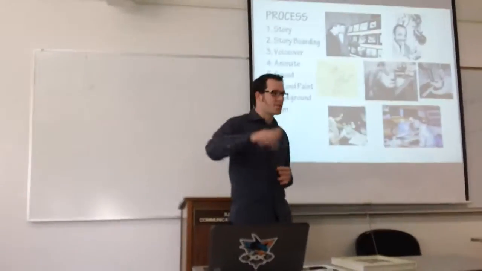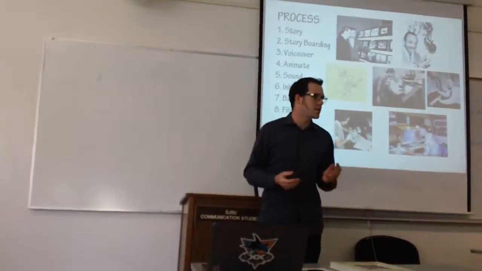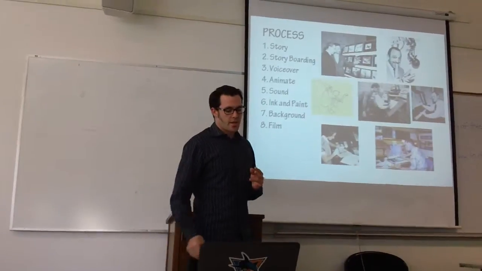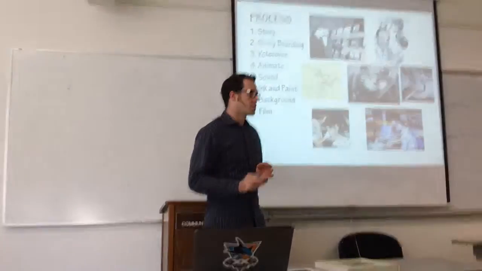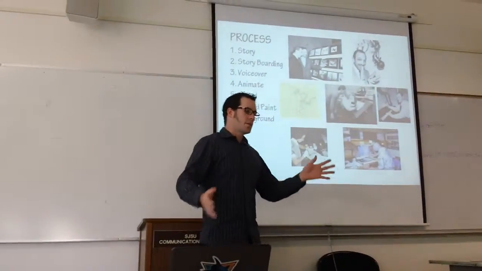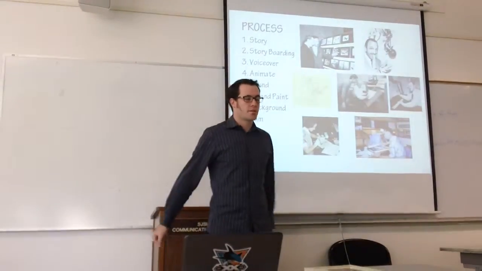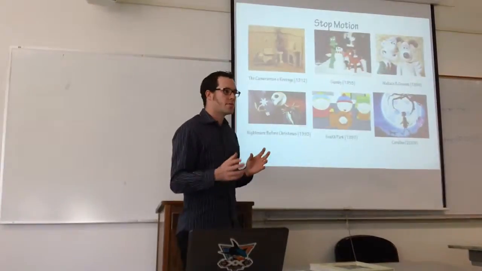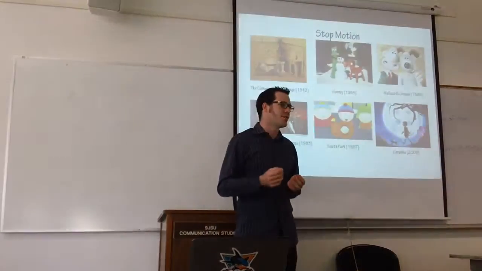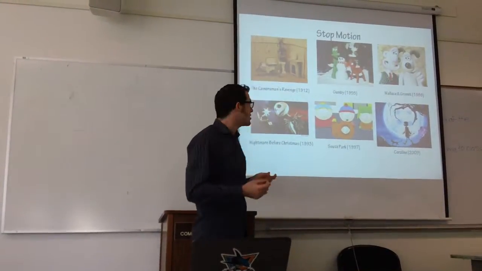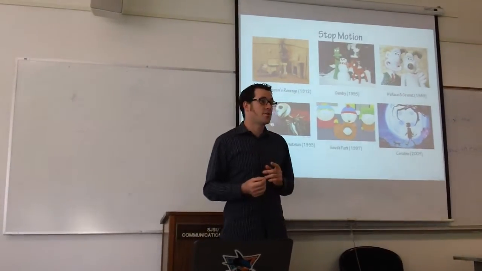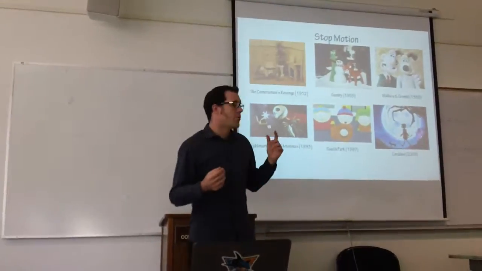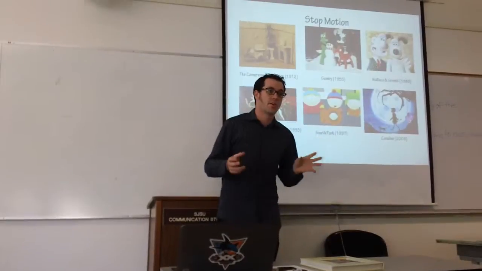After all that's done, they send it to the ink and paint department to get it inked and colored, and then while that's going on, the background artists are hard at work. Once all that's done, they slap them all together, send it to film, and then you have your finished product. Now, there are other types of animation than just cell animation or CG animation now. Stop motion animation, we're pretty familiar with it from films like Nightmare Before Christmas, but it's been around for a very, very long time.